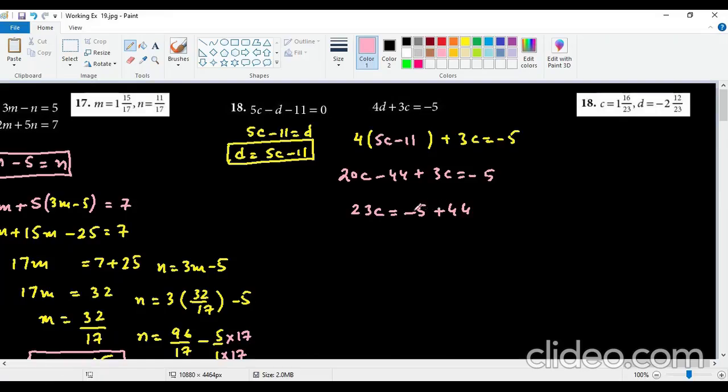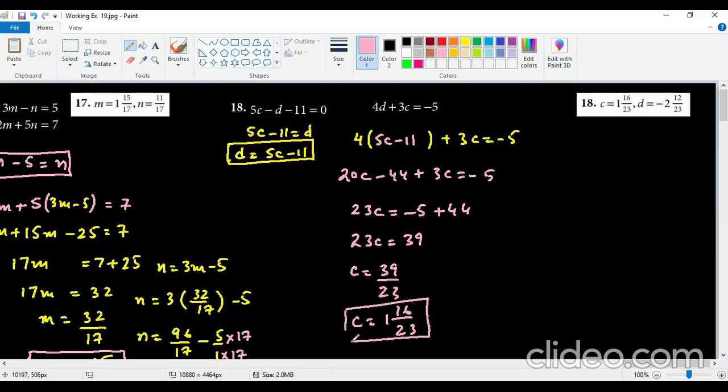So in here, 23c equals 39. It is 23c, I must write here. 23c equals 39 and c will be equal to 39 over 23, which is going to be 1 whole 16 over 23, changing to the mixed fraction.